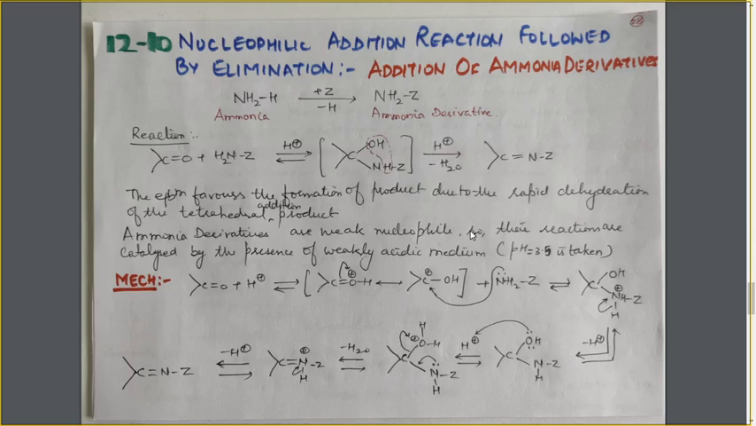Now, ammonia derivatives are weak nucleophiles, so their reactions are catalyzed by the presence of a weakly acidic medium, at a pH of around 3.5 during the reaction. As we said earlier, ammonia derivatives are weak nucleophiles, so they cannot attack the carbon, and hence to initiate the reaction we take the presence of H positive ion. What will this H positive ion do? It will not increase the reactivity of the ammonia derivative. It will increase the reactivity of the carbonyl group, and that's why this weak nucleophile can easily attack.